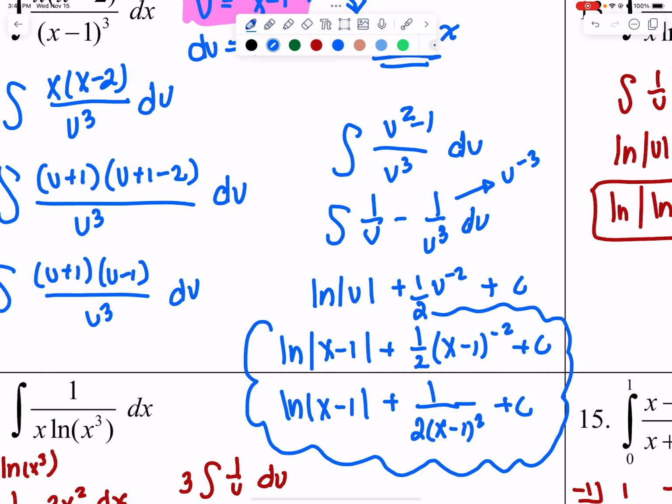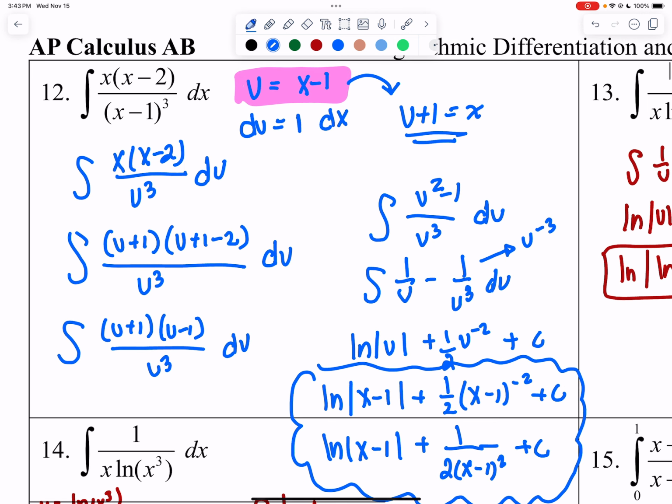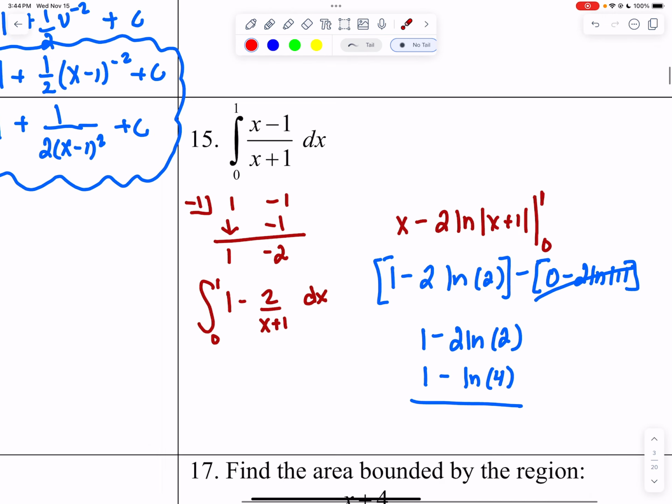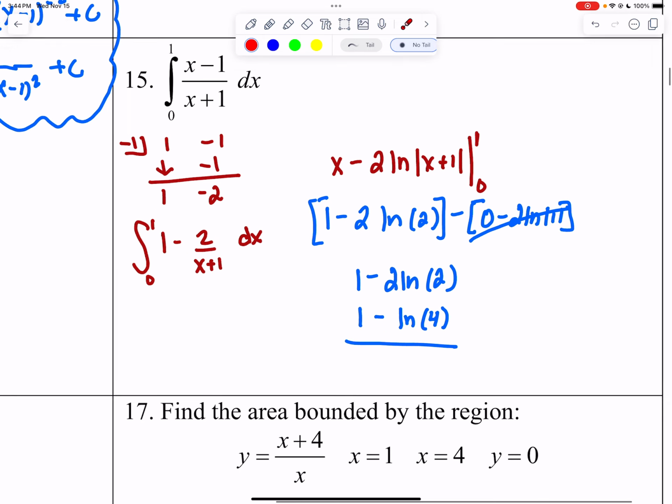And this is going to be your answer for number 12, using our trick of substituting in x to be u plus 1. In another video, we'll talk about how we could do that in number 15 and still get the same answer.